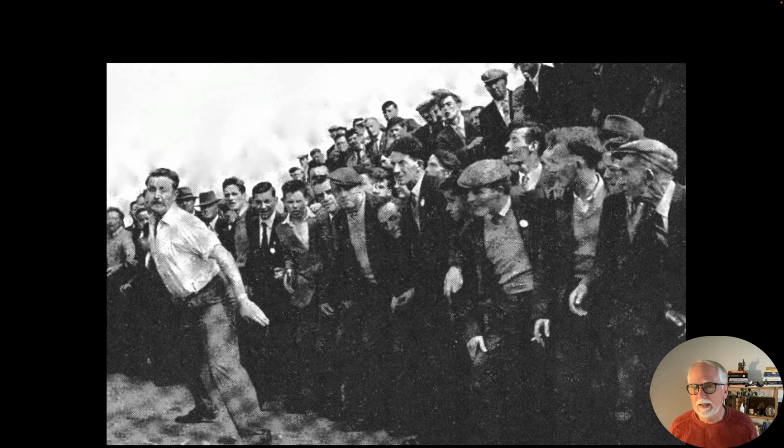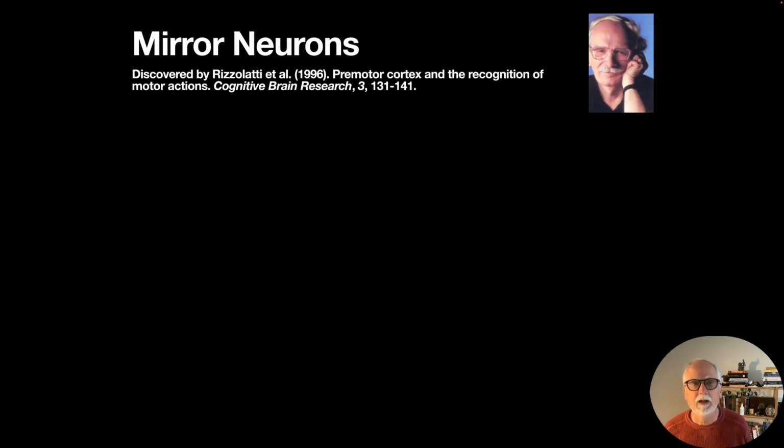So that's an old idea, but it wasn't really until the 1990s that people really thought about this from a neuroscience perspective, and that was with the discovery of mirror neurons, discovered by Rizzolatti and his colleagues in Italy in the 90s. They first started doing this work in the early 90s, and then one of their first big papers on this was published in 1996.